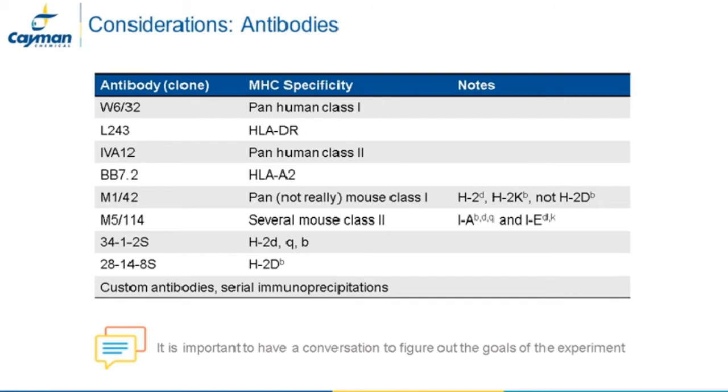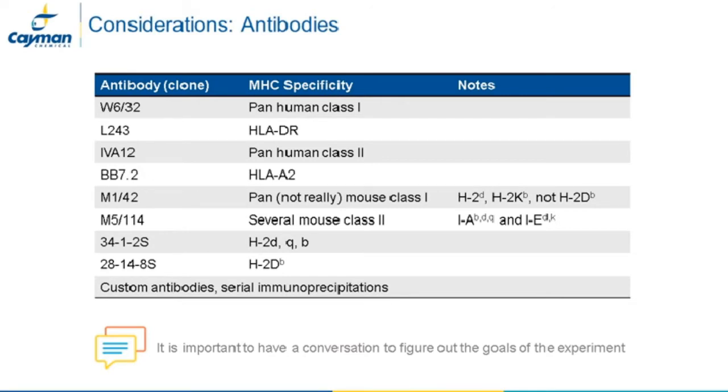A critical choice for experimental design is also the choice of antibodies for the immunoprecipitation step. The most commonly used antibody is W632 because it has broad specificity across human class 1 molecules. There does not exist a comparable pan-class 1 antibody for mouse samples, although M142 pulls down several H2 molecules from the most common mouse strains.